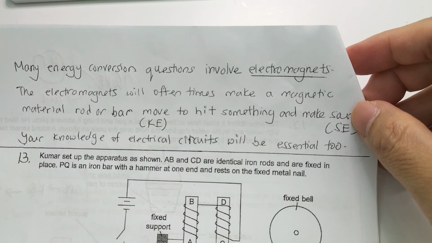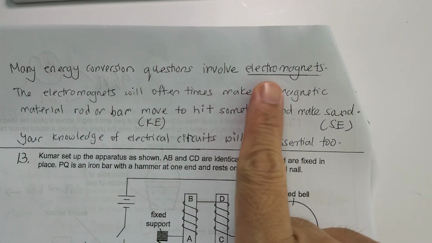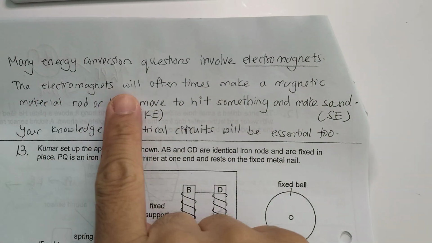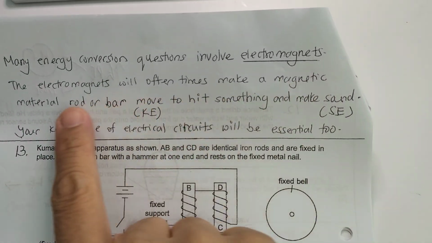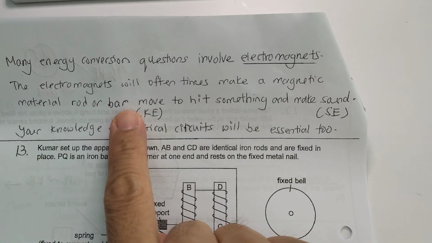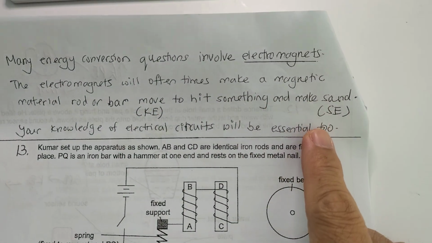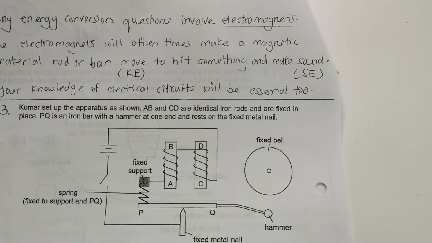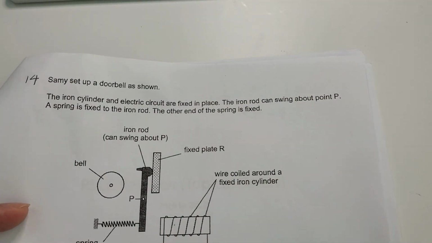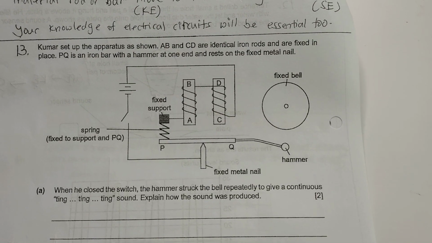Next thing about energy conversion questions. There are also many energy conversion questions that involve electromagnets. The electromagnets will oftentimes make a magnetic material, rod or bar move, KE, to hit something and make a sound. And your knowledge of electrical circuits will be tested as well. So the next 2 questions here will be about this kind of question. You can first take a break, pause the video, have a break before you come back.